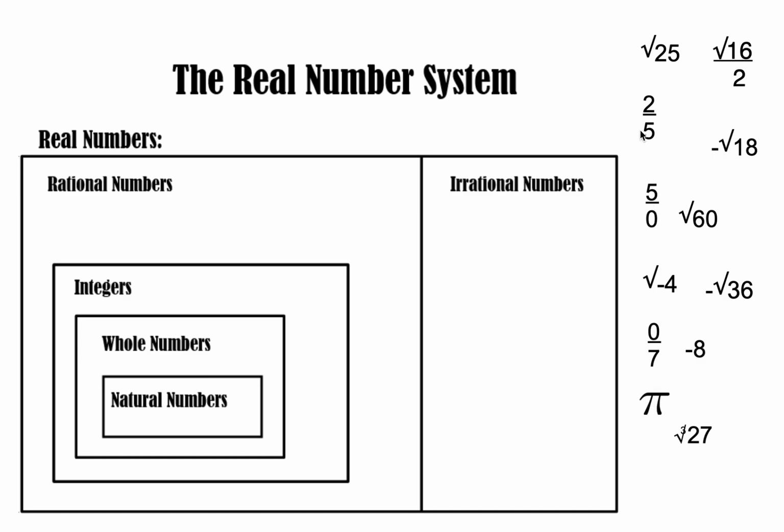Okay, so on the side here, we're going to sort these various things into categories, kind of talk about where they fall. Okay, so I'm just going to start at the top. Square root of 25 is 5. That's going to be a natural number. 2/5 is a fraction. So the best category for that one is going to be rational numbers.